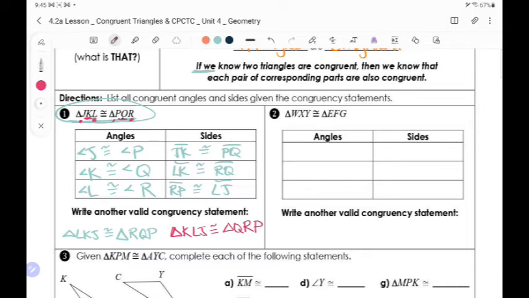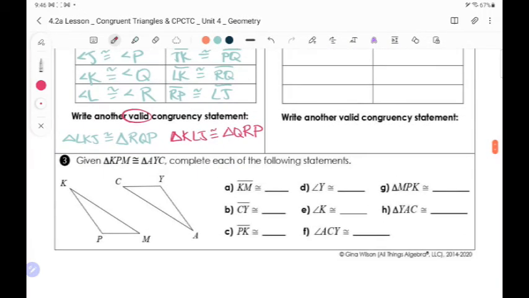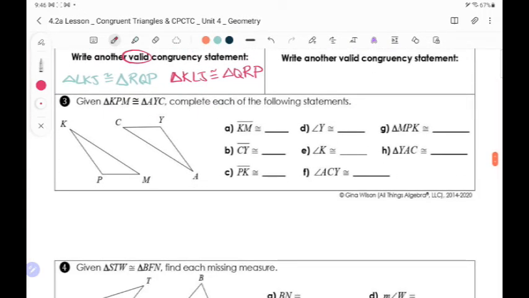Okay, you see what's happening? So you can reorganize the letters in each triangle, but you must match up the pairs correctly in order for it to be a valid congruency statement. That's what it means to be valid. It's got to match up correctly. I'm going to leave number 2 for you to try on your own. Jump down to number 3.